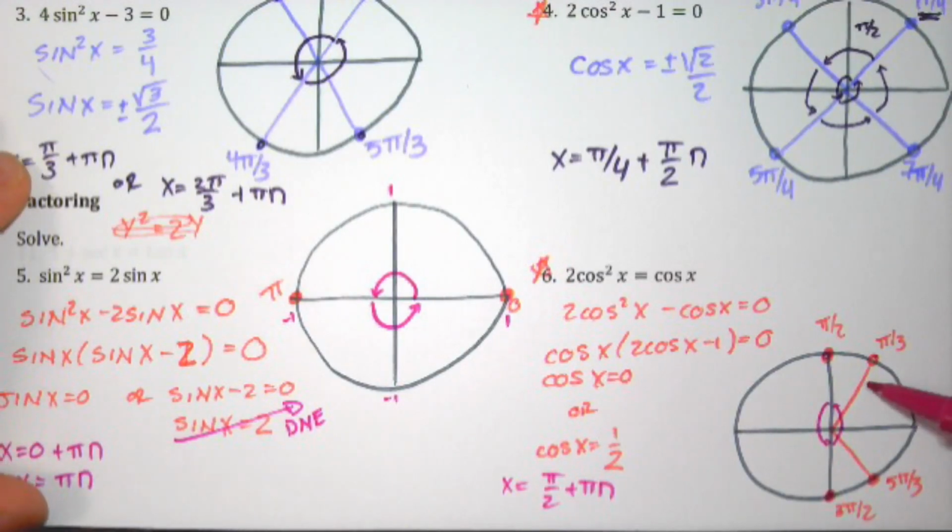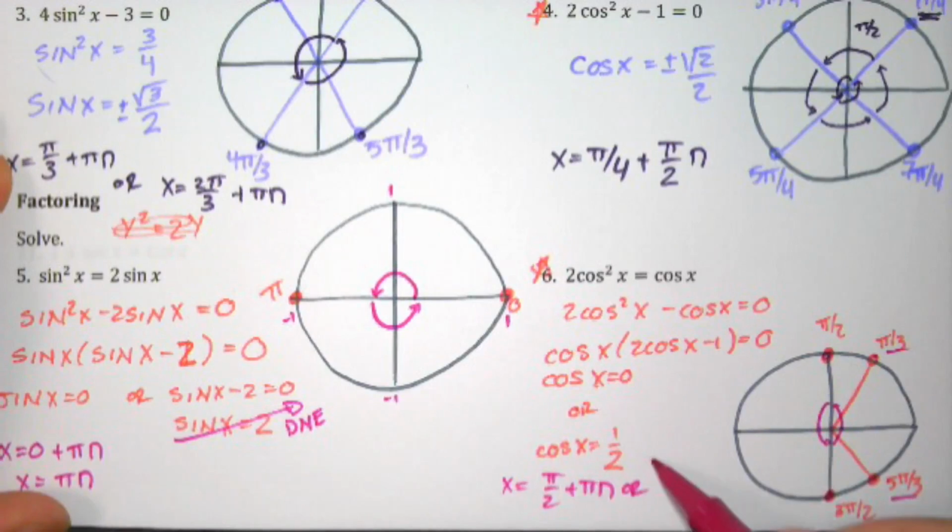However, for the last 2, very similar to number 1 and 2 on this page, they're not some set distance from each other, so we got to view these and their multiples separately. So we're going to have x is either pi over 3 plus 2 pi n, or x is going to be 5 pi over 3 plus 2 pi n.